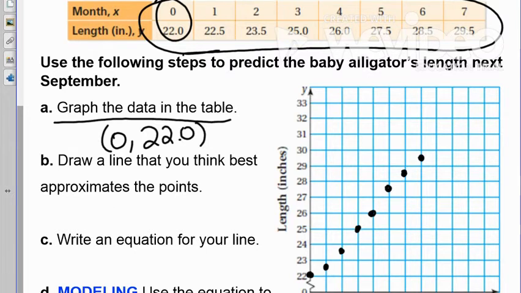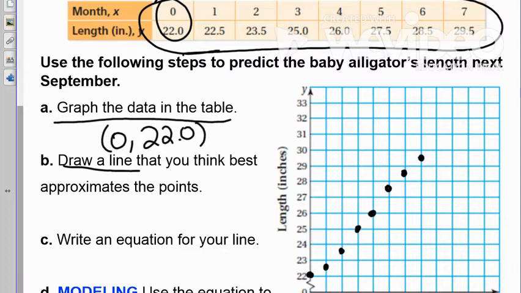It says draw a line that you think best approximates the points. Now, if you notice, there is a pattern that these points form. It's a form that is similar to what we talked about in the first section, whether it's going to be linear, nonlinear, or neither. And in this case, it is actually linear, because it tells us to draw a line. And it's actually going to be positive linear, because as the x's increase, the y's also increase.